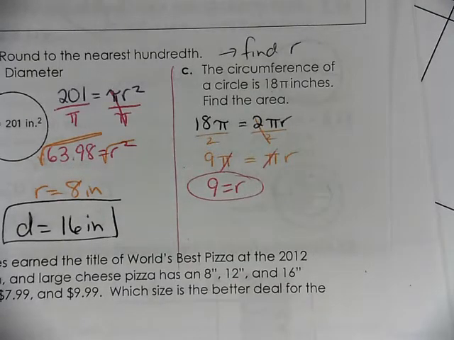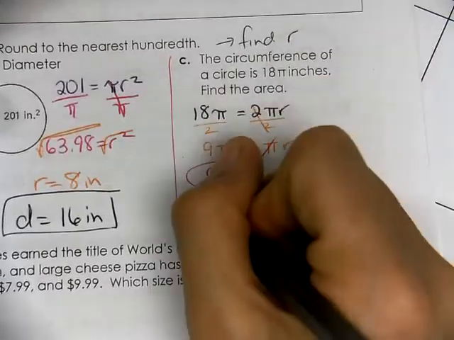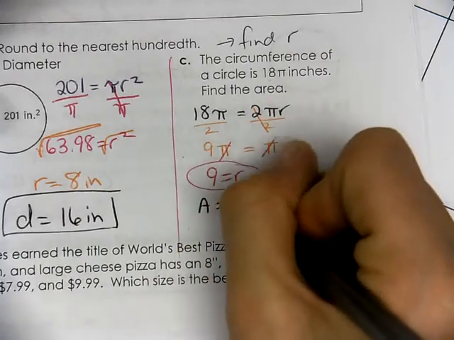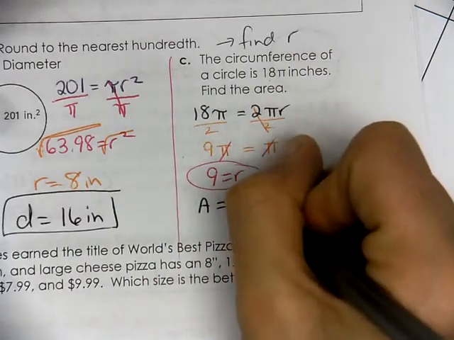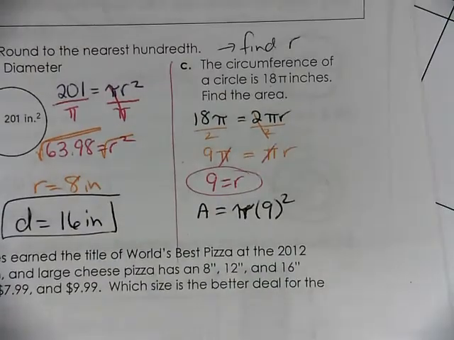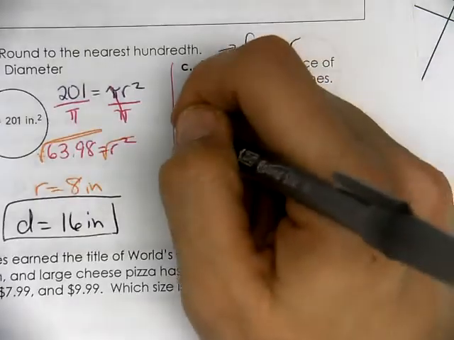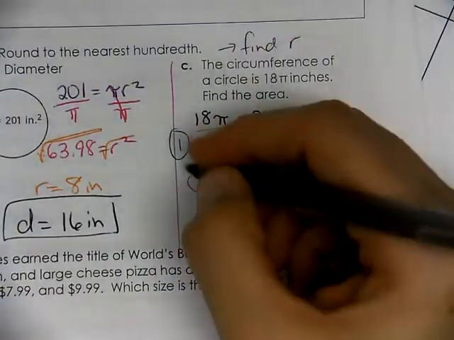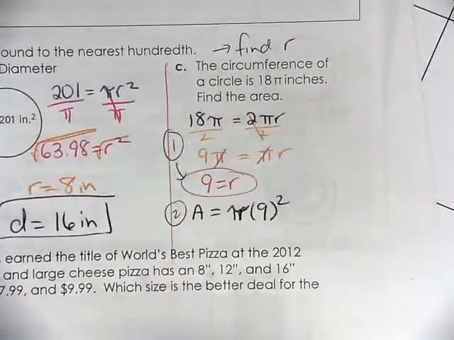Now I can put that into my area formula. So it can be a complicated question. So now I'm going to say the area is pi times 9 squared. So our first step is to find r. Now I'm going to plug r back in.